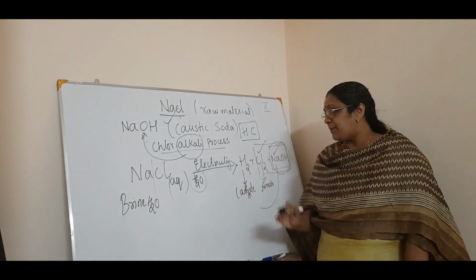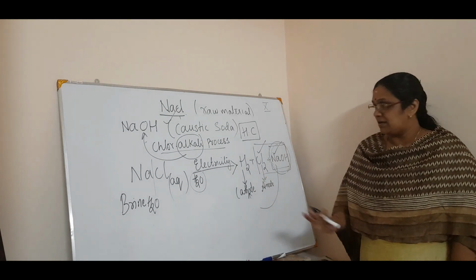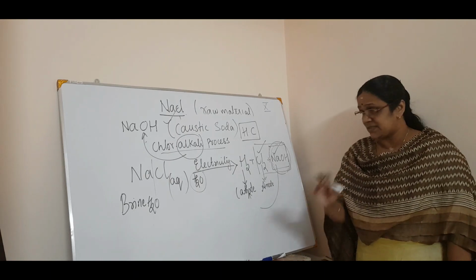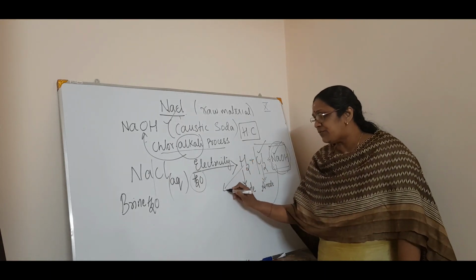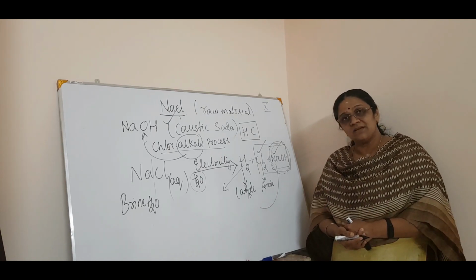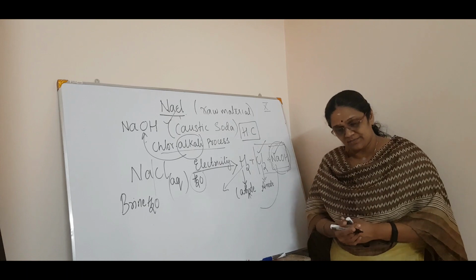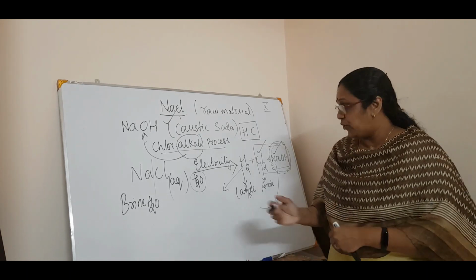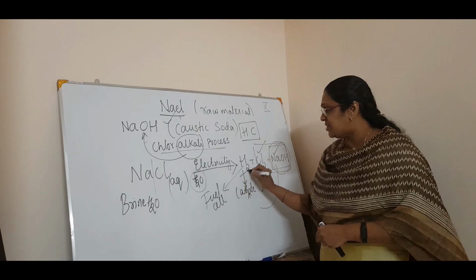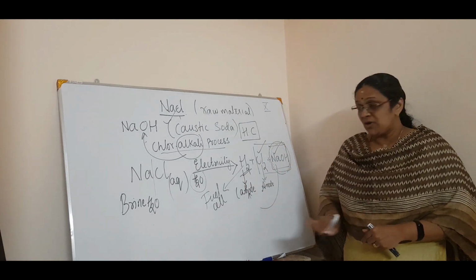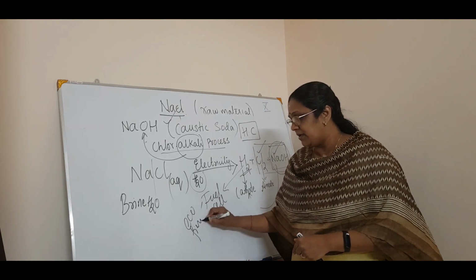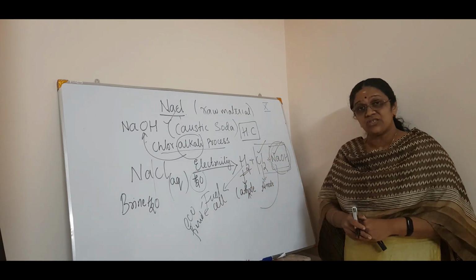Now, the uses of this hydrogen, chlorine, and NaOH. What is hydrogen used for? To make hydrogen bombs. Yes? Then it is used as a fuel, an economic fuel. In fuel cells, I don't know whether you have heard of it or not, hydrogen is used because it is eco-friendly. So in that, hydrogen is used.